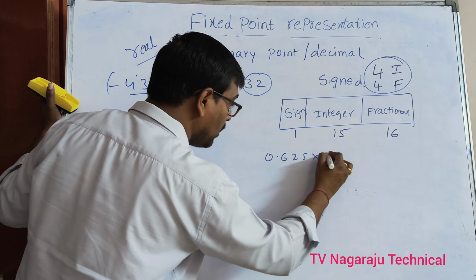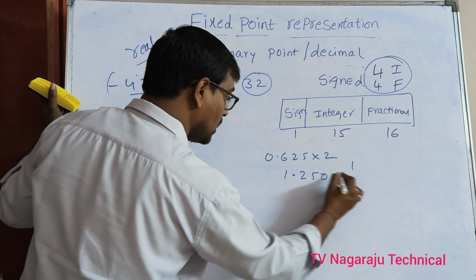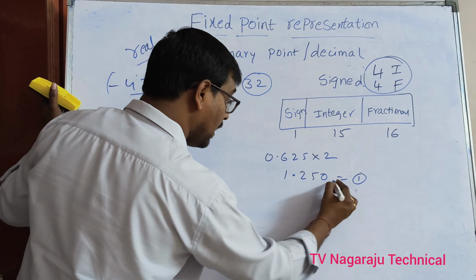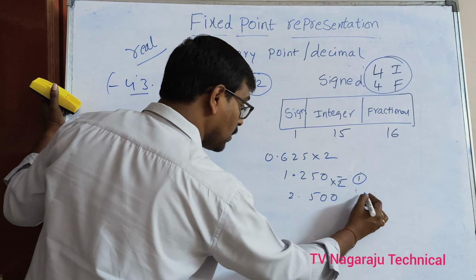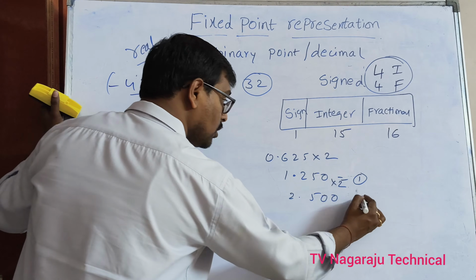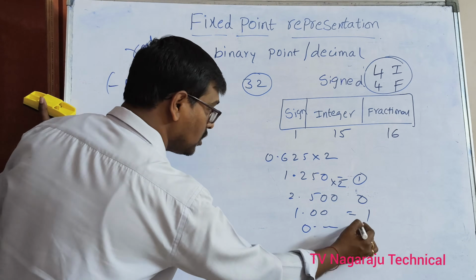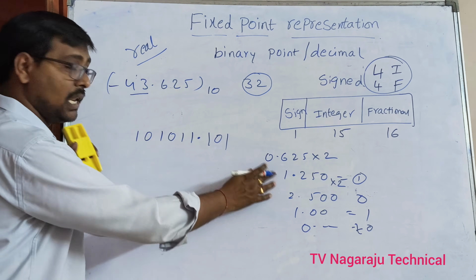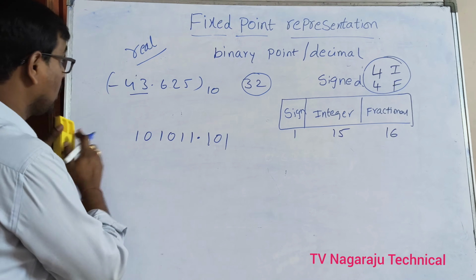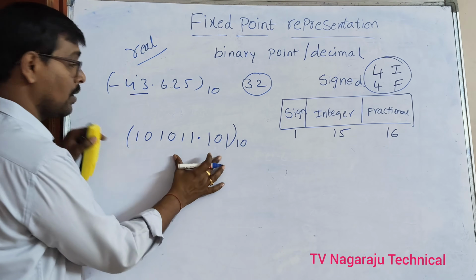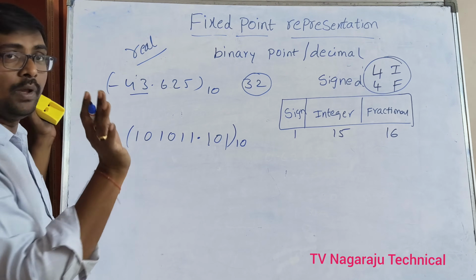Now 0.625. 0.625 times 2 is 1.25, so here we get a value 1. Next, 0.25 times 2 is 0.5, getting a value 0. Next, 0.5 times 2 is 1.0, getting a value 1. So the fraction is 101. Anyway, you know this procedure, which is the reason I am directly calculating it. This is the 43.625 representation.